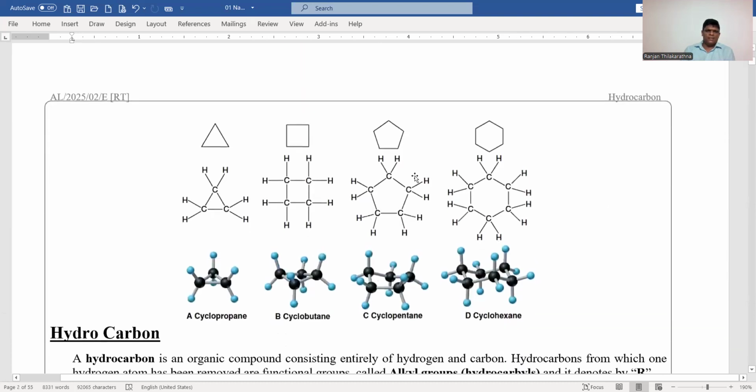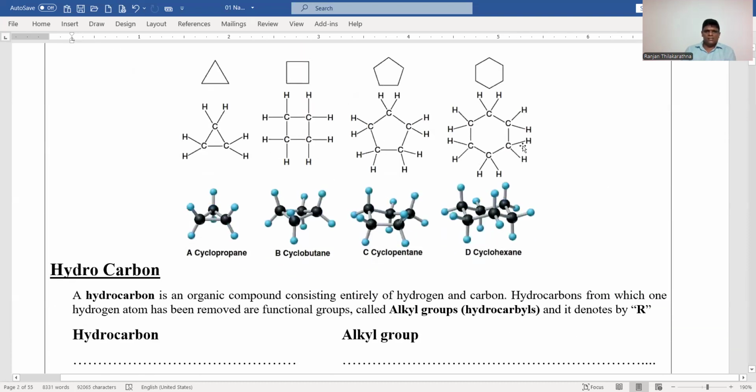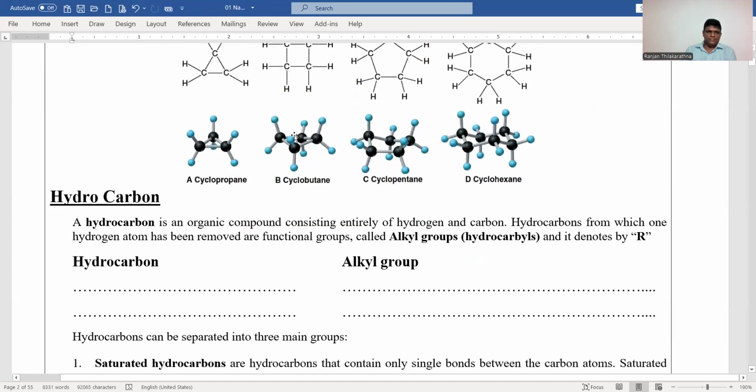Right? Then these are the cyclic compounds. We have some different notations to express them. So for the cyclic compounds, normally you can use these kinds of structures to draw them, and we will study them later.